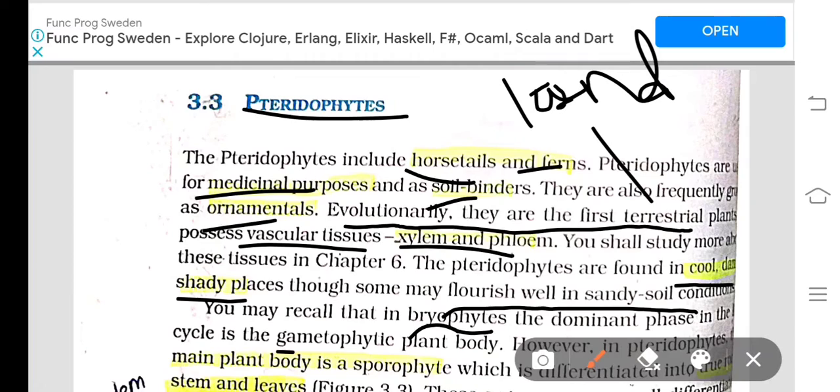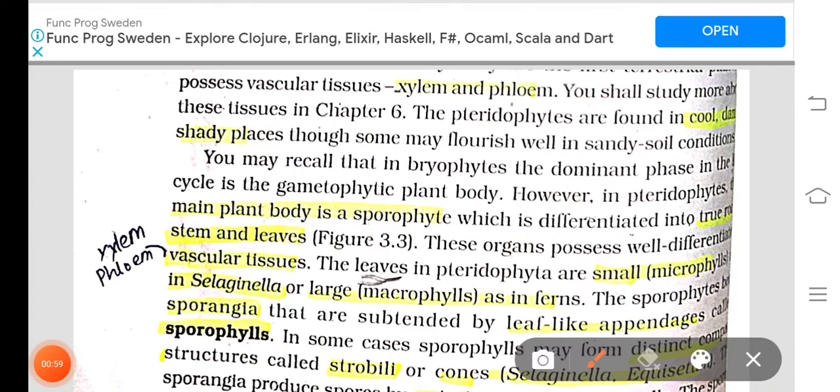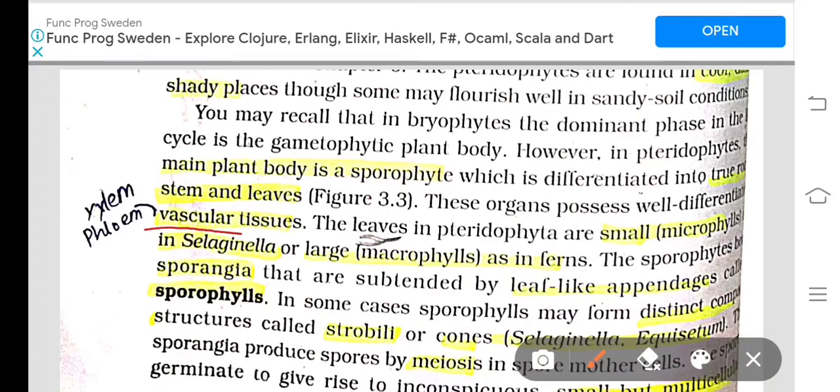Now in bryophytes the dominant phase is the gametophytic, but in pteridophytes the dominant phase is the sporophyte. Basically they want to tell us that bryophytes have a gametophytic plant body, but pteridophytes have a sporophytic plant body which is differentiated into true root, stem and leaves. The pteridophytes have a really good vascular tissue, xylem and phloem, and the leaves are small in case of Selaginella and large, which is macrophyllous, in case of ferns. The sporophytes bear sporangia and have leaf-like appendages called sporophylls.